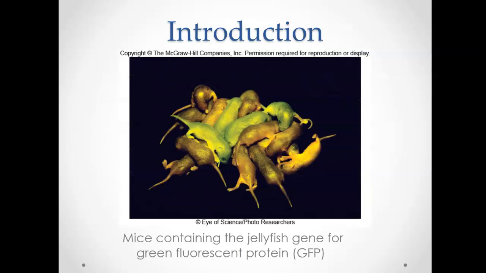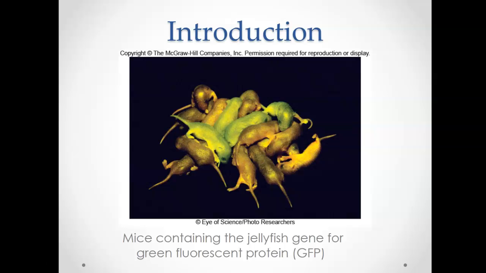We're all using the same code, so we can create all kinds of different things. In this case, they took the gene for green fluorescent protein. It's called GFP, is how we shorthand that. And we took that gene, it's from a jellyfish, and we put it into mice. And we actually were able to create mice that sort of glowed with this green fluorescent protein.